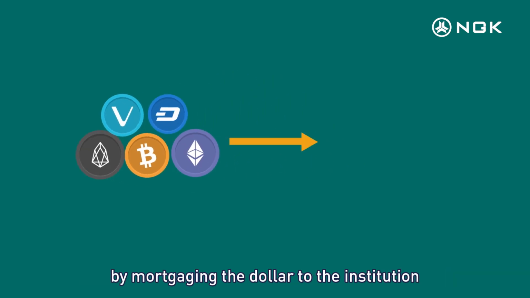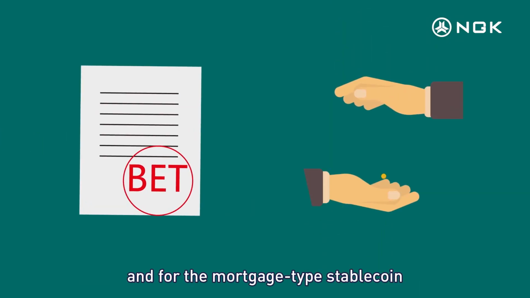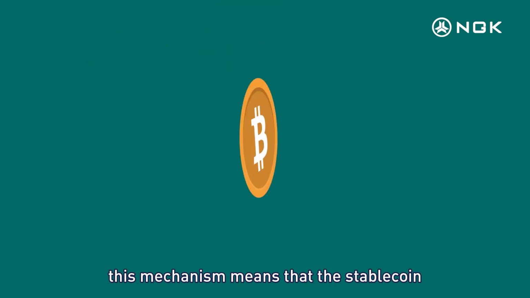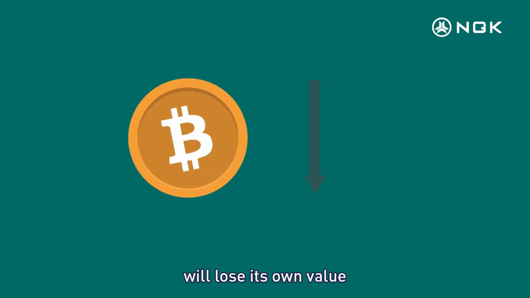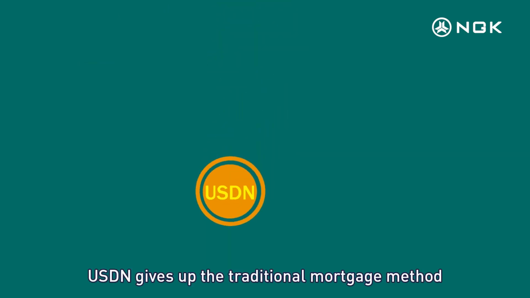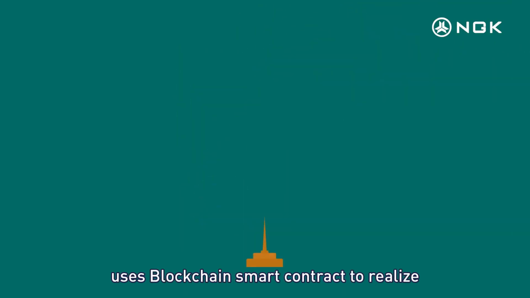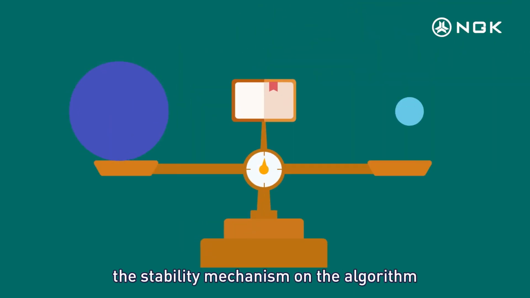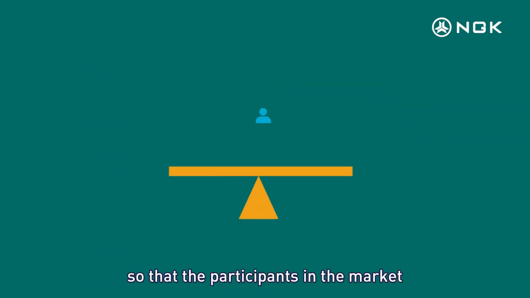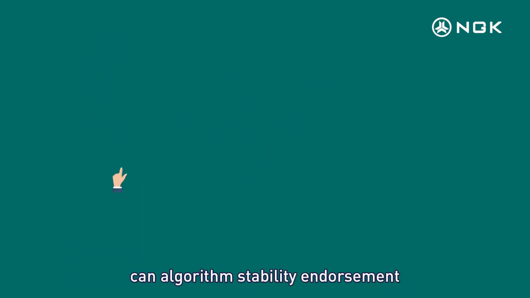issued by mortgaging the dollar to the institution, and for the mortgage-type stablecoin, this mechanism means that the stablecoin will lose its own value. USDN gives up the traditional mortgage method, and uses blockchain smart contracts to realize the stability mechanism on the algorithm so that the participants in the market can give algorithm stability endorsement.